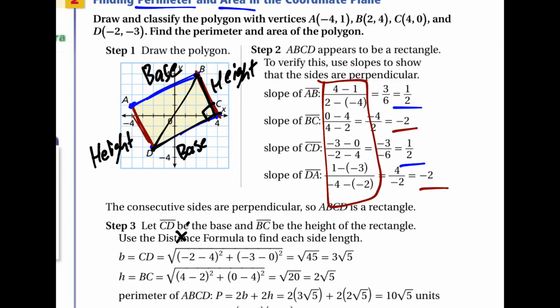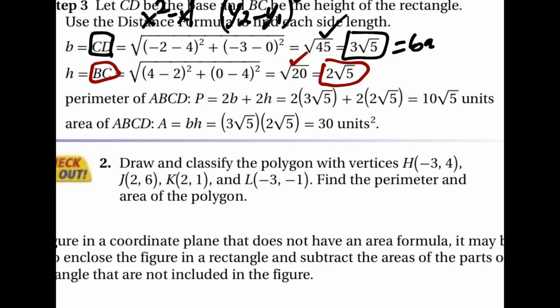So remember, this was the x2 minus x1 squared, and then the y2 minus y1, all of that squared. So plugging in the values for c and d, we get this distance, and we can simplify it to 3 root 5. And for the height, we do the same thing. We plug in the coordinates for b and c. We get the square root of 20, and we can simplify that. So remember, this was the base, and this was the height.